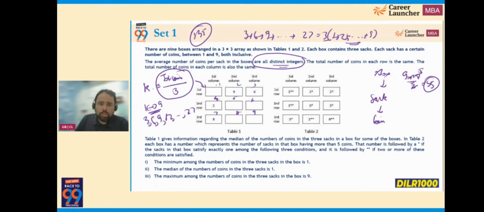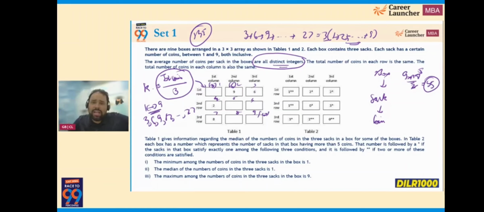So the total in this box is 3, the total in this box is 6, the total in this box is 27, and so on. So the total across all the boxes is 3 times (1 plus 2 plus 3 up to 9), which is 3 into n into n plus 1 by 2, which is 135.